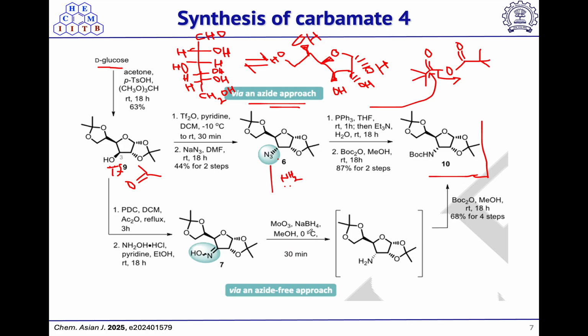Okay, so here both the C-N bond is reducing and the N-O bond is breaking, and you will get this amine. Now after getting this amine, we again want to get this compound 10. Basically a similar step: we have to do the Boc protection of this amine. For that we use Boc anhydride, methanol, at RT for 18 hours.